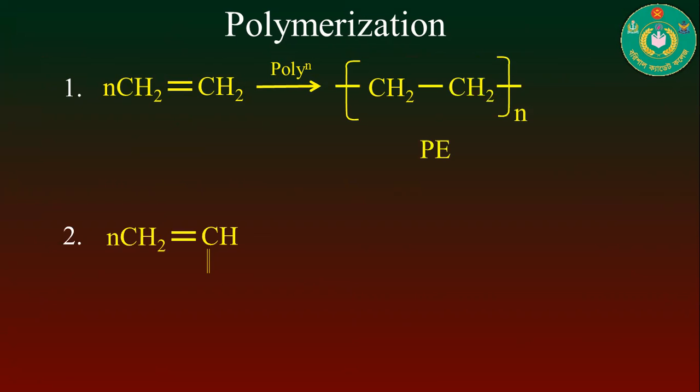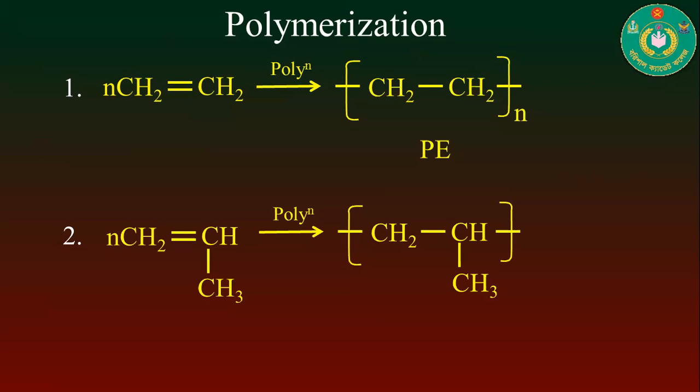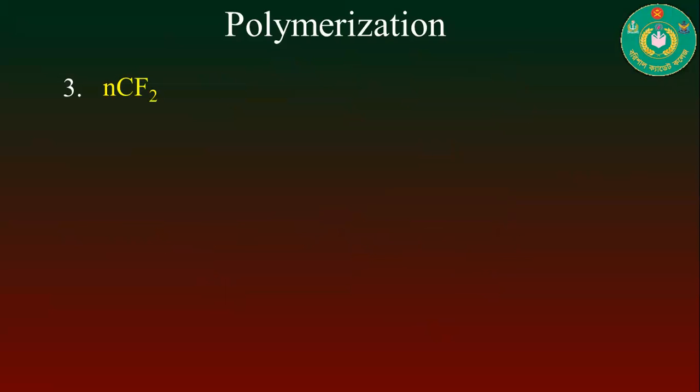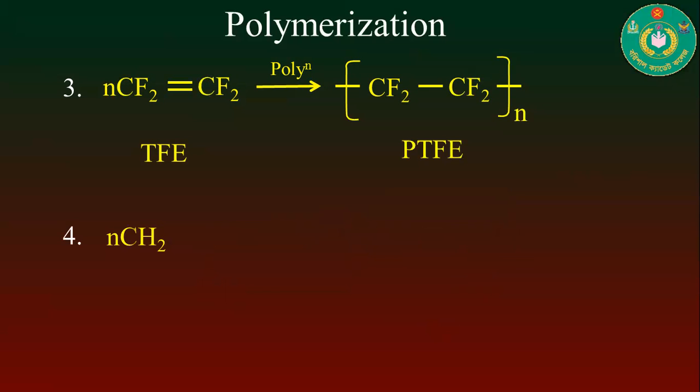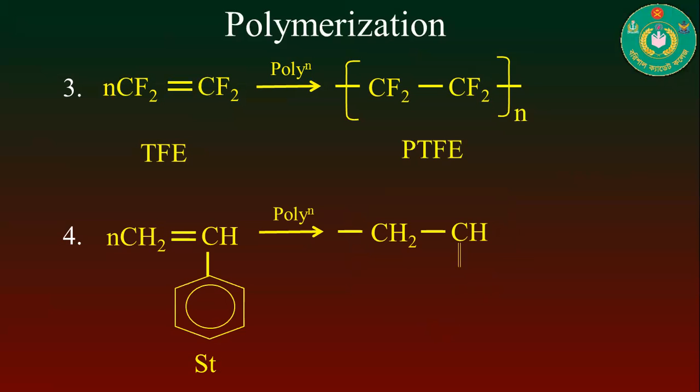The next one, if we use propene as a monomer, then by the polymerization process we will get polypropene polymer. If we use tetrafluoroethylene as a monomeric compound, after polymerization we'll get polytetrafluoroethylene or PTFE. And if you use styrene monomer, then we get polystyrene, a polymeric compound.